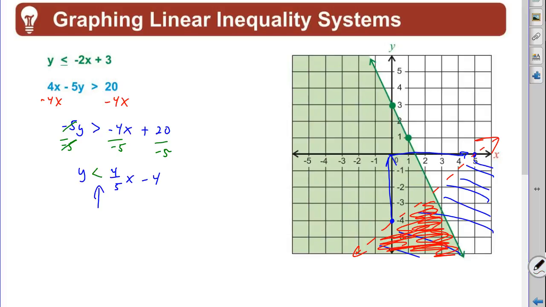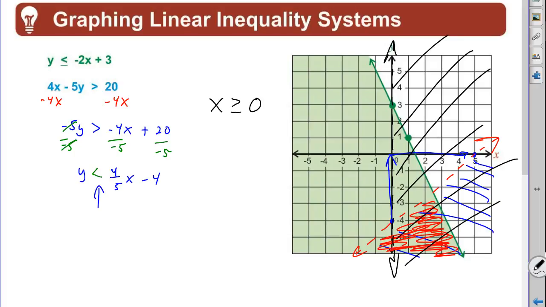Now, let me throw one more thing at you. What if perchance we had this as well? What if I had x greater than or equal to 0 as a third inequality? Well, that would be the inequality right along the y-axis. And it would be all these points, right? Doesn't every point on this side have a value of greater than 0?